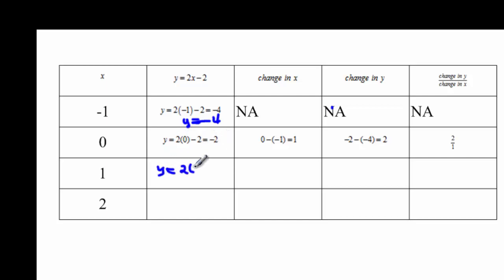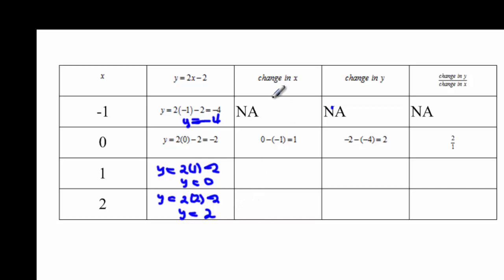So 2 times 1 minus 2, that tells me that y is going to be equal to 2 minus 2, which would be 0. And if I have y is equal to 2 times 2 minus 2, that's really 4 minus 2, so y is going to be equal to 2.